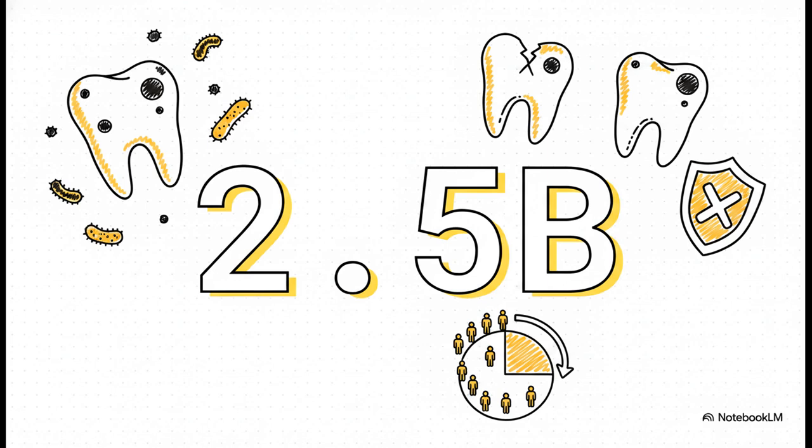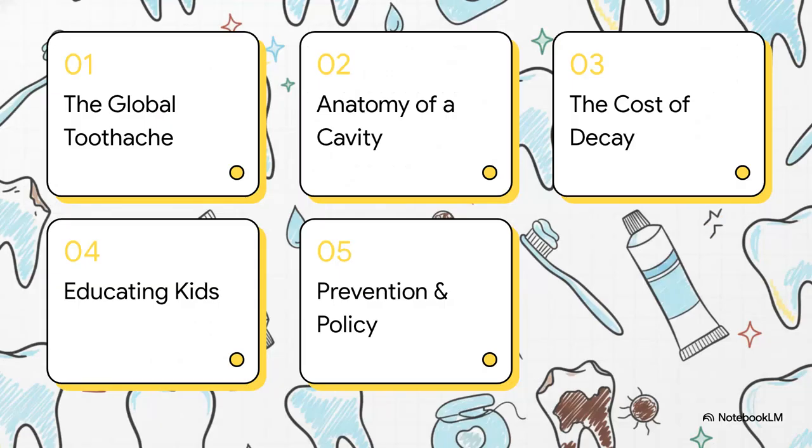So, to really grasp the scale of the issue, we have to look at this absolutely staggering number: 2.5 billion. According to the World Health Organization, 2.5 billion people worldwide suffer from untreated dental caries in their permanent teeth. Caries is just the clinical term for tooth decay or cavities, by the way. But that number makes it literally the single most common non-communicable disease on Earth. Just think about that for a second. Out of all the chronic health conditions we face globally, a simple cavity takes the number one spot. Crazy, right?